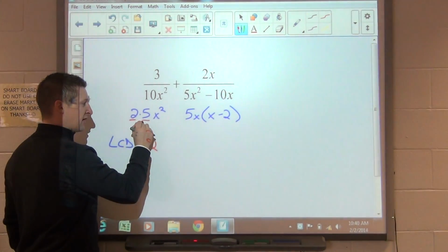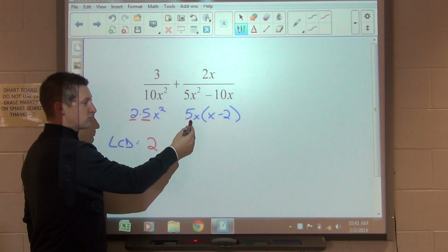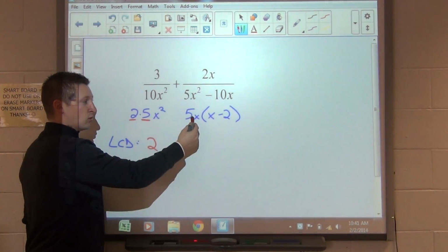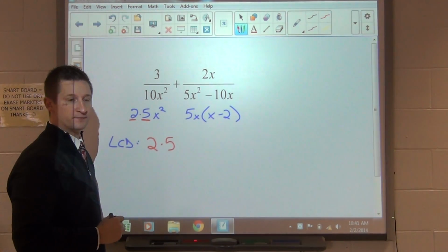I see a 5 as a factor here. I also see 5 as a factor here. If it's just repeated, I only see it once here, once here. I only have to include it once in my least common denominator.